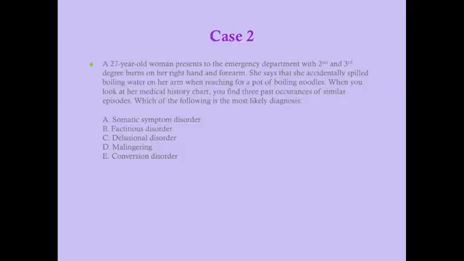Okay, and the answer to this is B, factitious disorder. Now, it is possible that this woman may just be irreparably clumsy and a total ignoramus in the kitchen, but if you look at her medical history chart and you see 3 occurrences of very similar episodes, the most likely diagnosis of all of these is factitious disorder.